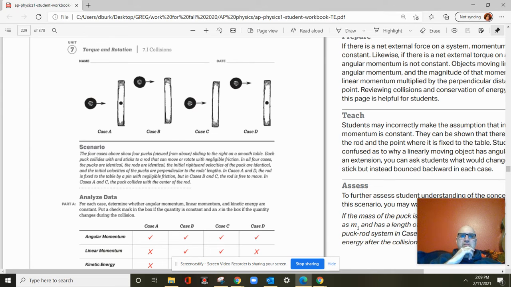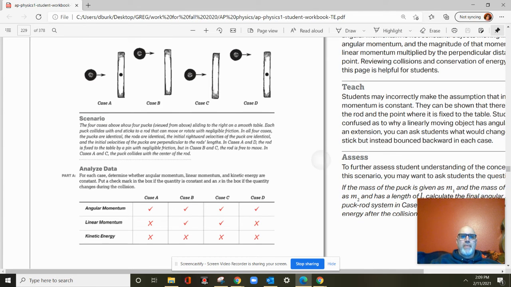Each puck collides with and sticks to a rod that can move or rotate with negligible friction. In all 4 cases, the pucks are identical, the rods are identical, the initial rightward velocities are identical, the final velocities of the pucks are perpendicular to the rod's lengths. In cases A and D, the rod is fixed to the table by a pin with negligible friction, but in cases B and C, the rod is free to move. So it looks like in B and C, the rod is going to get knocked over, right? And in D, it's going to spin around like a little paddle.